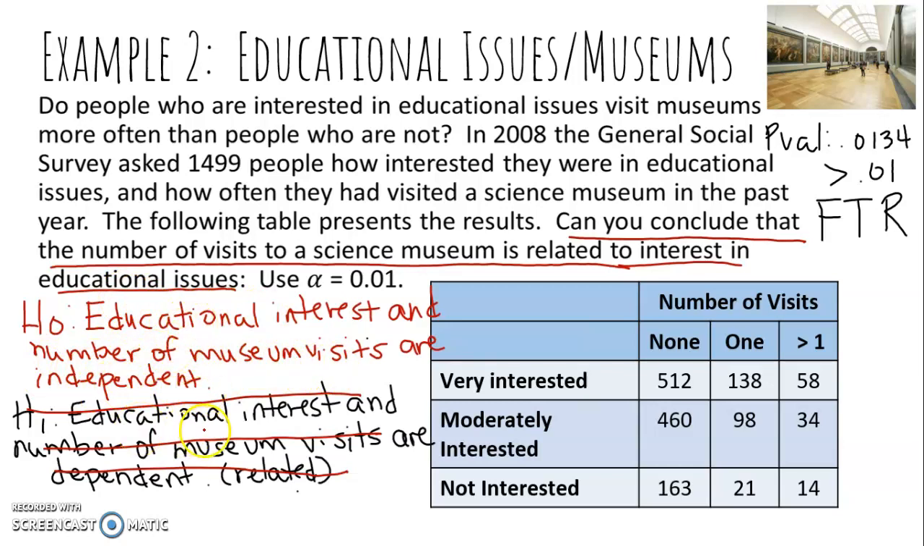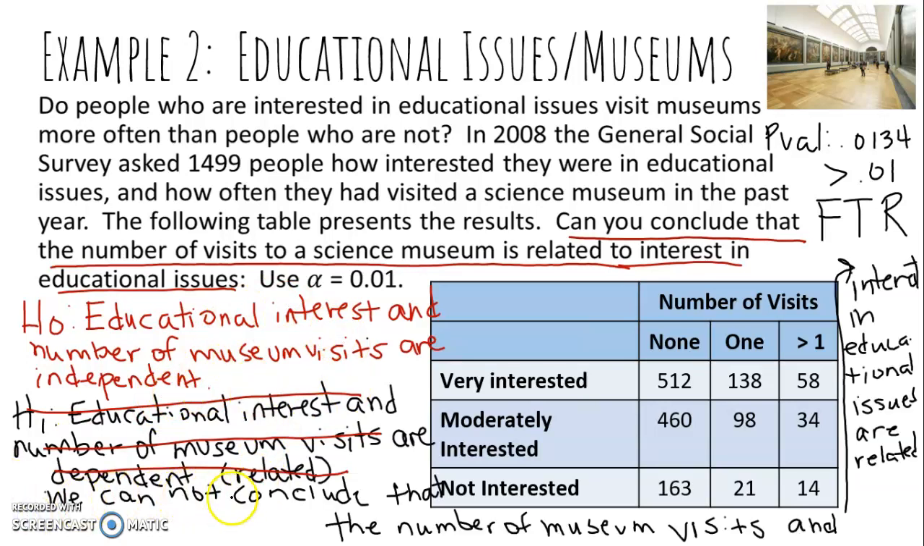What we can say is there's not enough evidence to conclude that educational interest and number of museum visits are dependent. Or we could say we do not have enough evidence to conclude that number of museum visits and interest in educational issues are related. You could also say that. So we cannot conclude that the number of museum visits and interest in educational issues are related. All right.